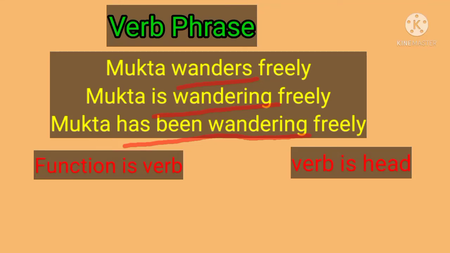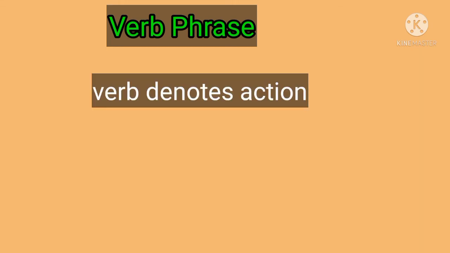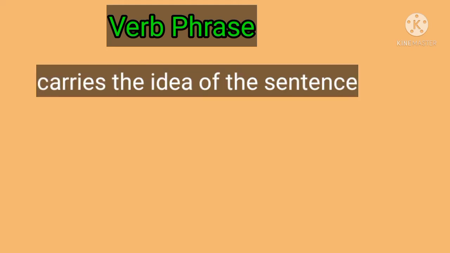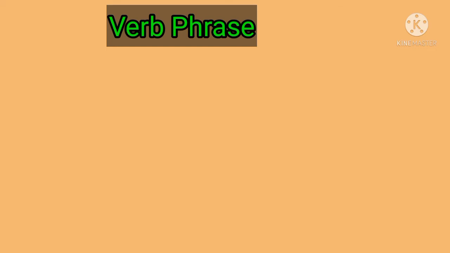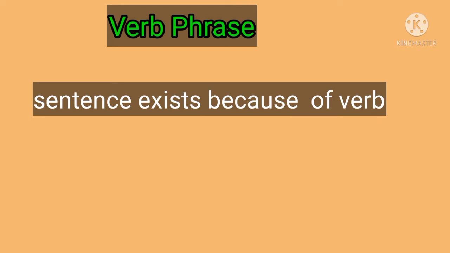Today we'll talk about the verb phrase. Verb is a word in the sentence that denotes action. It carries an idea in the sentence. Verb shows the expression of thought. It is the word that is used to tell or assert something about some person or a thing. A sentence has its existence only because of the verb.